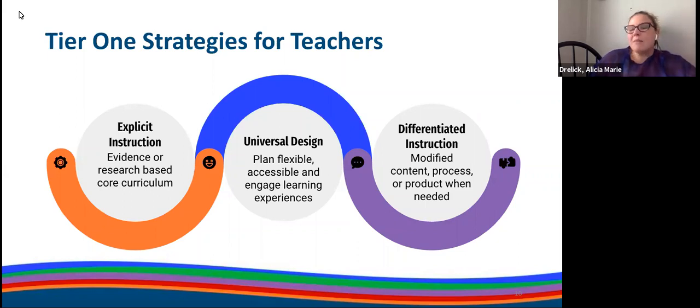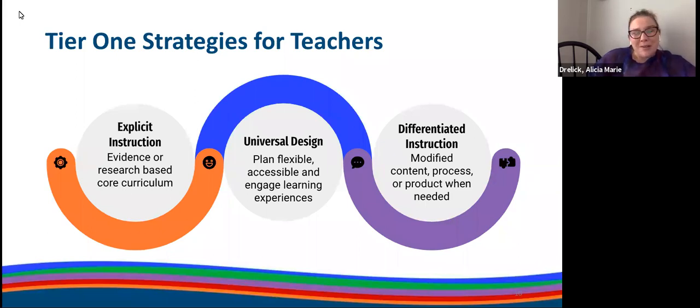Within planning, we can apply universal design for learning in order to make sure that things are accessible to students as well as engaging. So in the chat, we will drop the link to the CAST website that will provide the Universal Design for Learning framework so that you can consult that as needed.